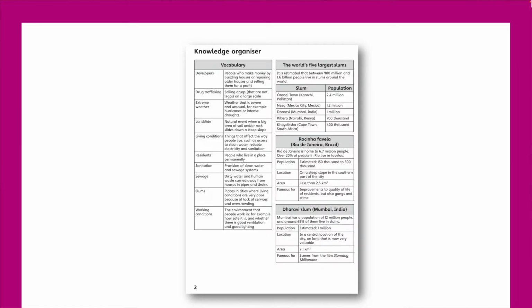So, let's take a closer look at the work booklet that pupils will complete as they move through this unit. The booklet begins with a knowledge organiser. The key geographical vocabulary is included, as well as information on some of the major slums around the world, and 2 slum settlements which will be considered in detail across the unit.